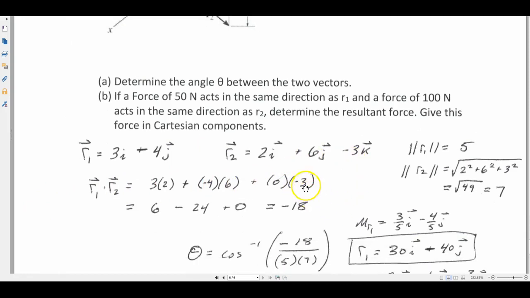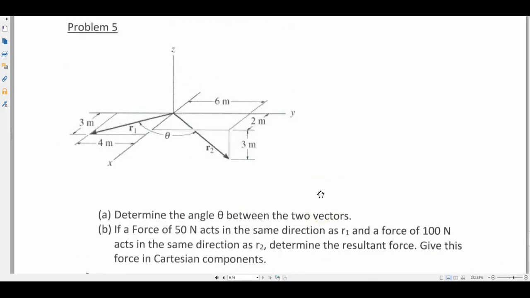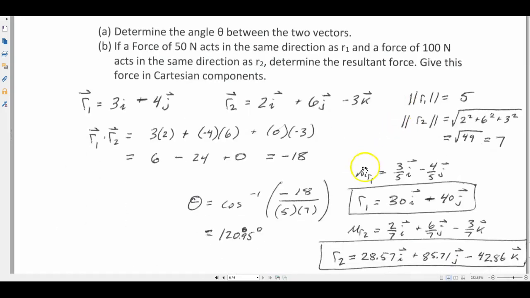There's a lecture where I go through this, and there's an equation here which you will have. You do not have to memorize this. But basically the angle theta is the inverse cosine of the dot product divided by the magnitude of each vector. The magnitude of R1 is the length of R1. It turns out that's 5 meters. The magnitude of R2 is the length of this vector R2. Turns out that that's 7 meters, so that's very easy. And then you do inverse cosine, you get the angle.